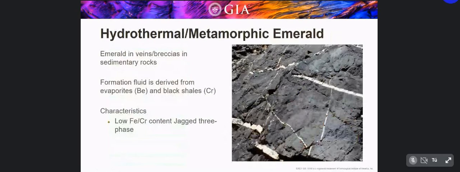Now, on the other hand, we also have these hydrothermal metamorphic emeralds. So these might be the types of emeralds you're more familiar with in Colombia. These are the emeralds that form in these black shales in Colombia. And so in this case, the black shales are most likely the source of the vanadium or the chromium that's coloring the emeralds. And then cutting through these black shales are these veins. And these veins are hydrothermal fluids likely derived from some evaporite type formation related to this sedimentary package. And in this case, the hydrothermal fluids coming in most likely would have been the source of the beryllium to form the emeralds.